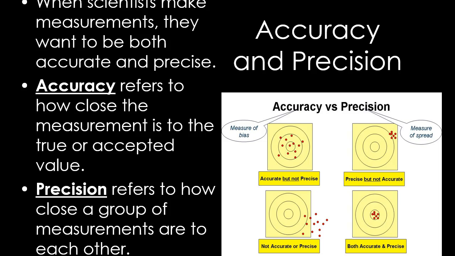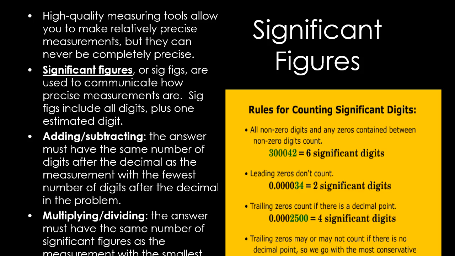So what we would hope if we found the density of water, maybe I brought pure water in, is that our results were 1.0, 1.01, 0.99. That would be both accurate and precise.